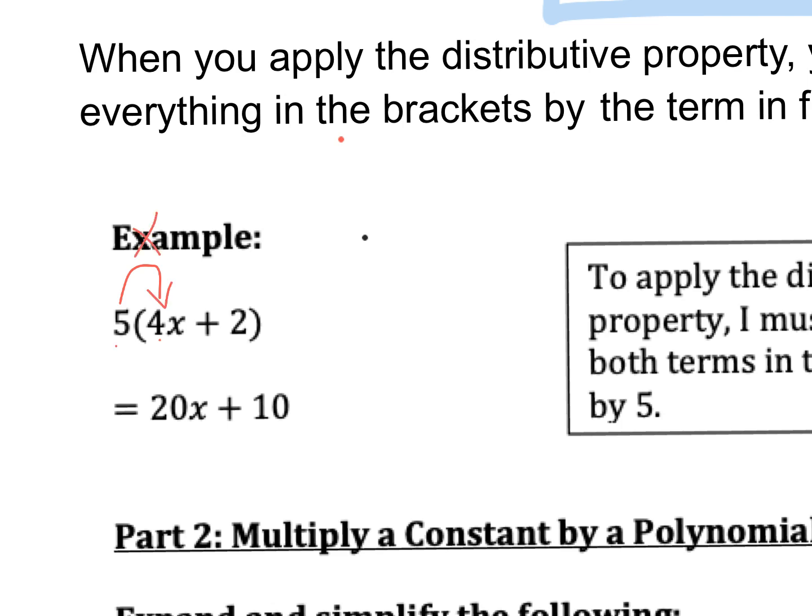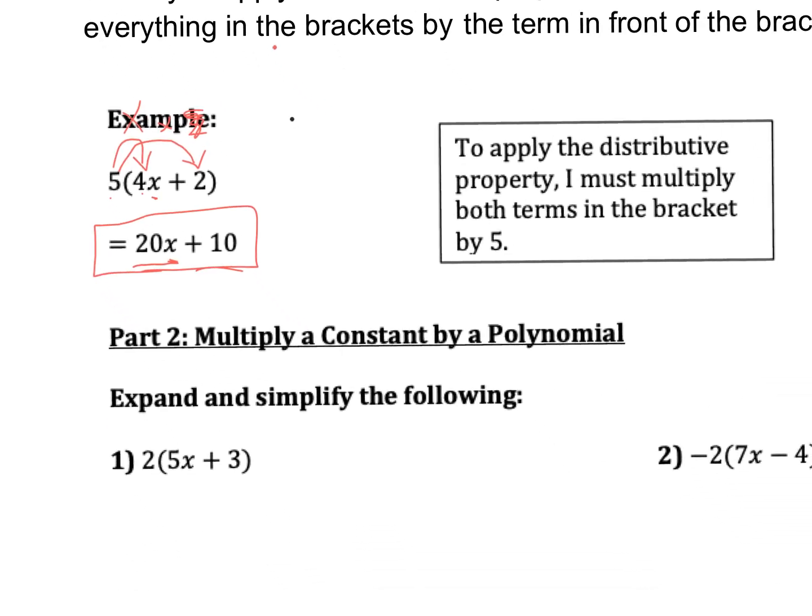And we know 5 times 4 gets us to 20. And we add on the x to get 20x. And then we do it again. And we go 5 times positive 2, to get us to positive 10. And because 20x and positive 10 are not like terms, we stop right there and you don't simplify any further. So in a nutshell, that's really the summary of what the distributive property is.